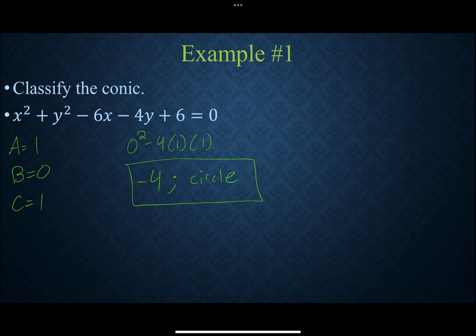For our classification purposes, I'm always going to require you to write out what the discriminant value is, in addition to telling me what type of shape you're dealing with. So make sure you're doing your simple b squared minus 4ac each and every time.